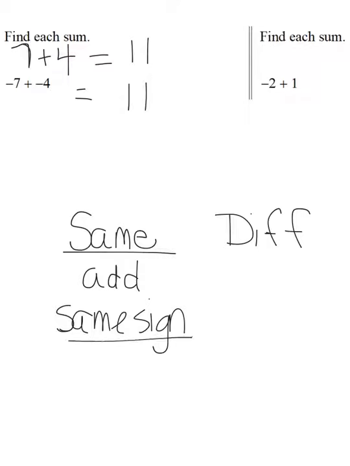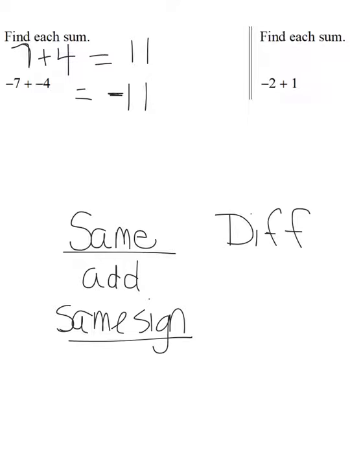Now I give my answer the same sign that was used in the problem. Well, in this problem, the signs were negative, so the answer is negative 11. If my signs would have been both positive, I would have left the answer as positive.